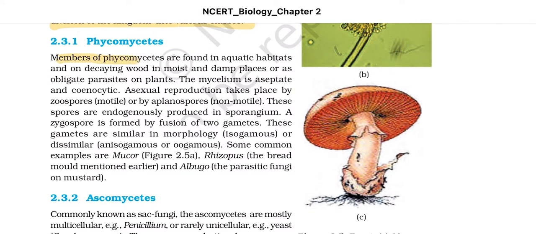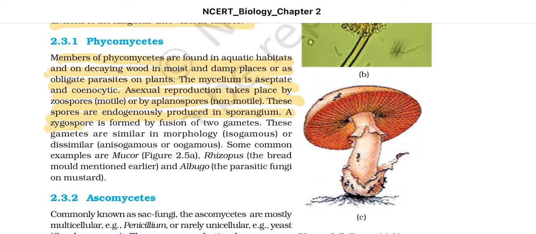Members of phycomycetes are found in aquatic habitats and on decaying wood in moist and damp places, or as obligate parasites on plants. The mycelium is aseptate and coenocytic. Asexual reproduction takes place by zoospores, that are motile, or by aplanospores, non-motile. The spores are endogenously produced in a sporangium.